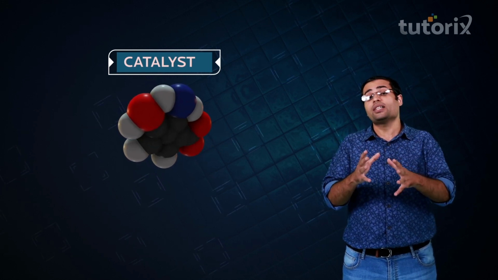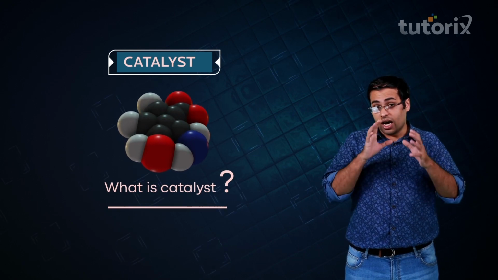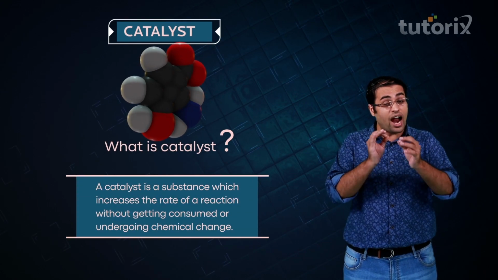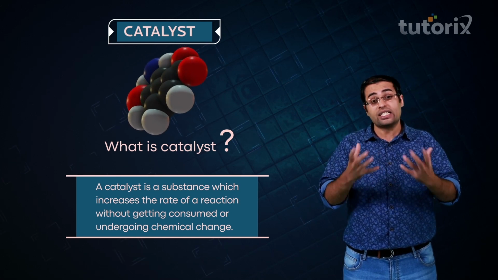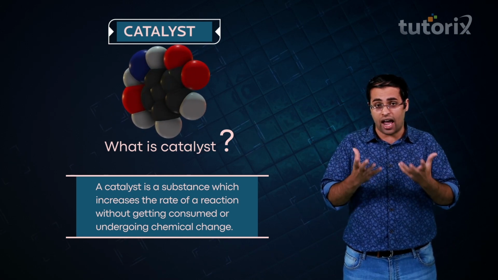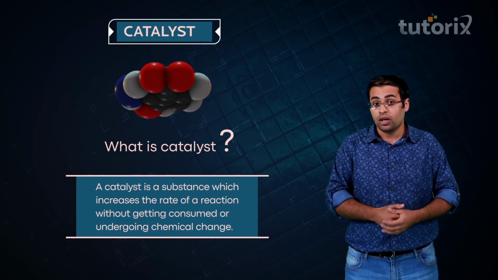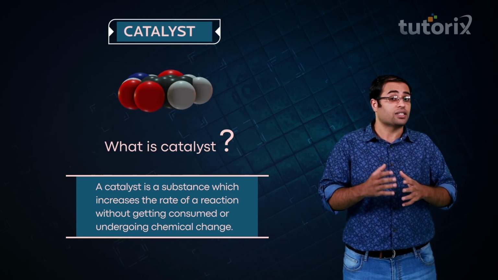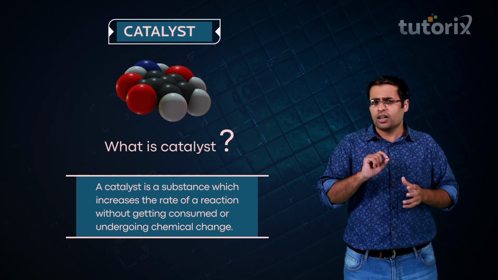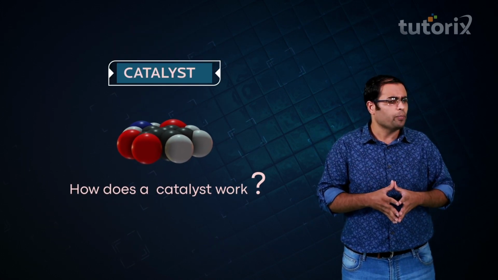So now before understanding catalyst, let us first define what a catalyst is. A catalyst is a substance which when added into a reaction increases the rate of the reaction without itself undergoing any chemical change and regenerates in the reaction again and again. Now don't worry, this definition will become more clear as I discuss further. But first, let us learn, how does a catalyst actually work?